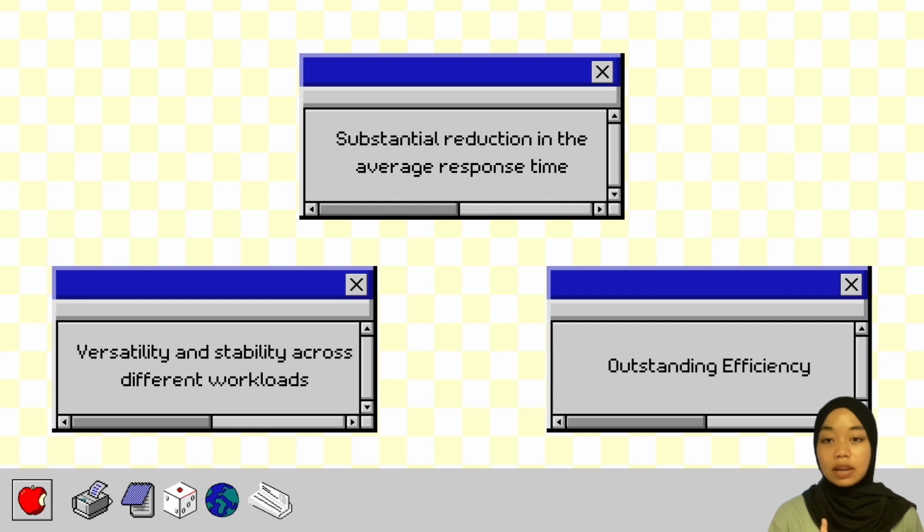Last but not least is outstanding efficiency. The algorithm's dynamic adjustment, consideration of remaining burst time, and incorporation of the SJF criterion collectively contribute to its overall efficiency. This efficiency is reflected in reduced waiting time, turnaround time, as well as maximized CPU utilization, making DRRHA a competitive solution in diverse computing environments. I'm going to pass this presentation to Shafika for a detailed description of DRRHA.